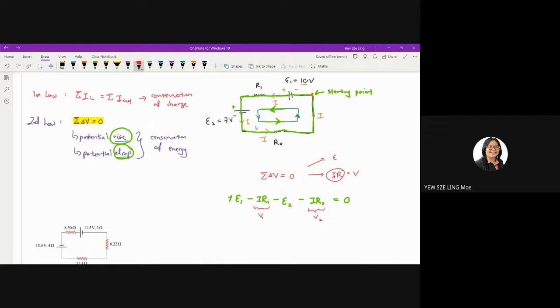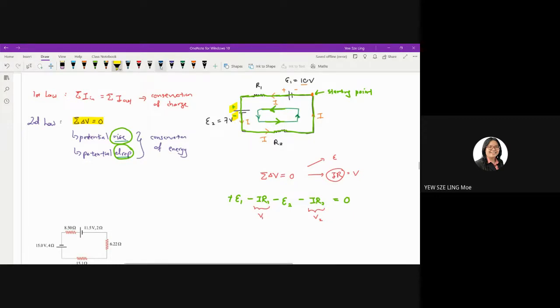So when it comes to the battery, you look at the direction of the battery. If it's flowing from negative to positive, it means that it's gaining energy, because it's moving from somewhere with lower potential towards higher potential. But if it is flowing from positive to negative, it means that it will experience an energy drop, a potential drop. It uses up energy.